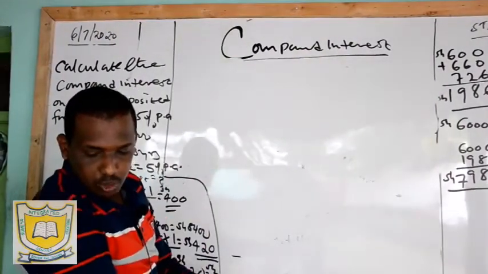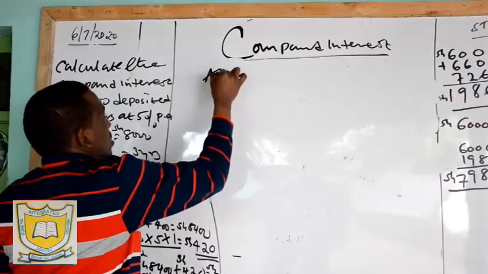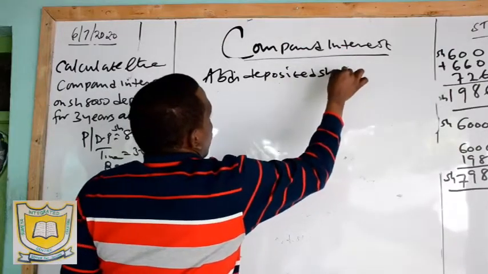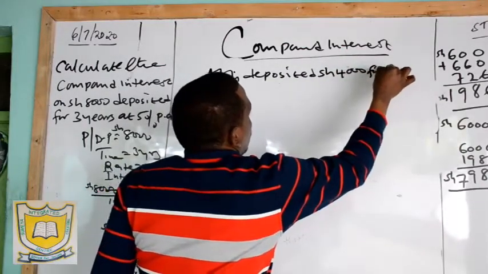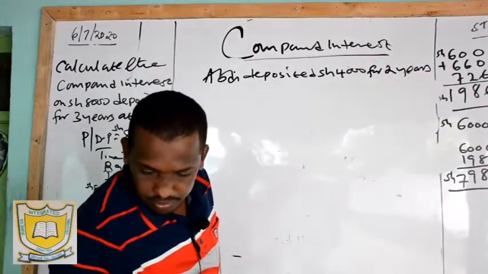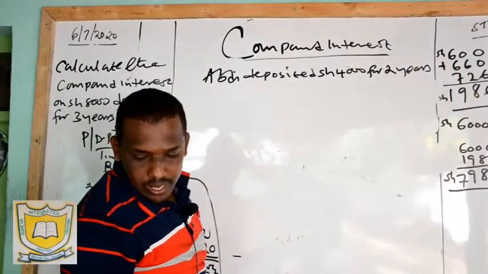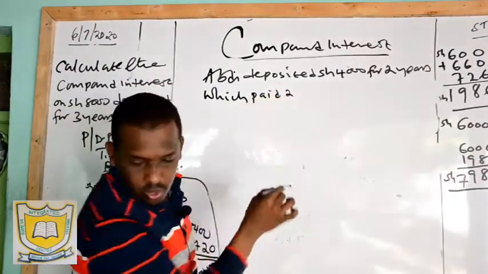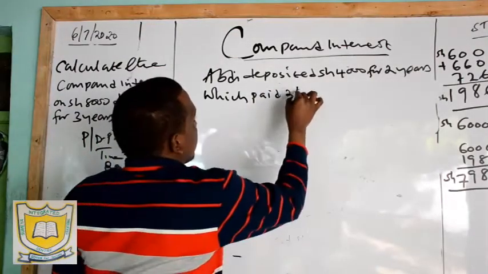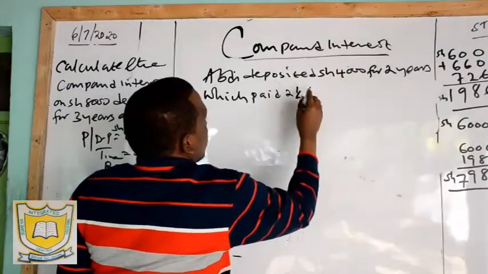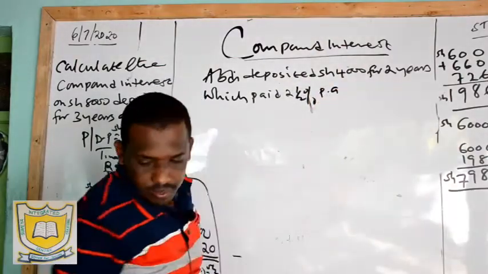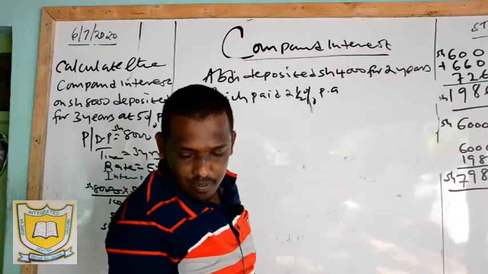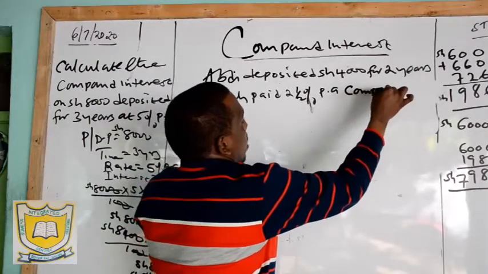You are told Abdi deposited shillings 4,000 for 2 years, which paid 2.5% per annum compound interest.